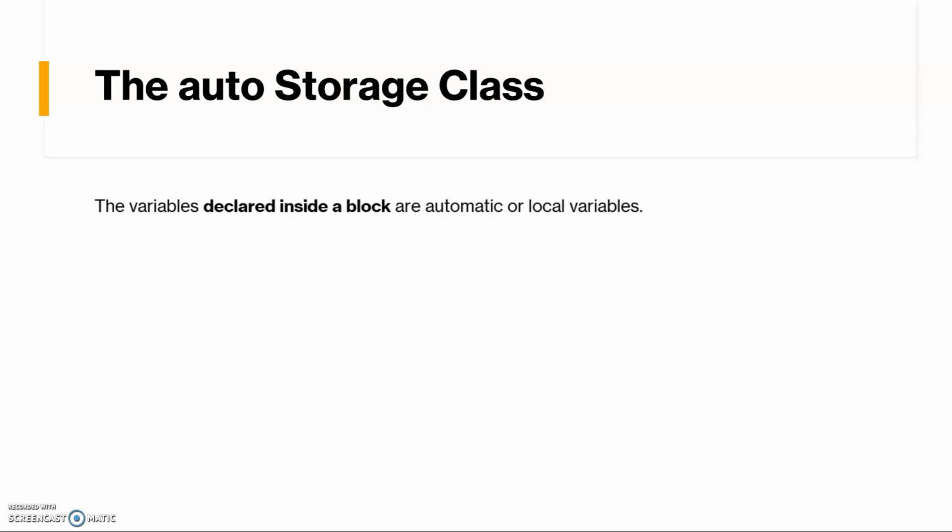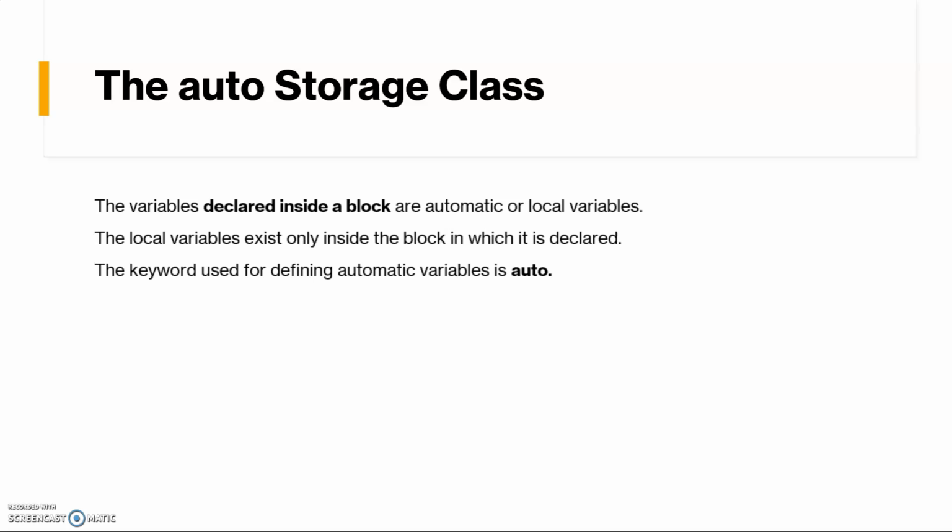The auto storage class is nothing but a variable declared inside a block, which can be considered as auto, or also called a local variable. Whatever local variables you have used so far are all called automatic. Auto stands for automatic variables or local variables. By default, if you don't write any storage class in the declaration of a variable, it will be considered as auto only. The local variables exist only inside the block in which they are declared. The keyword we use to make a variable automatic is auto, but if you are not mentioning it, by default it will be considered.